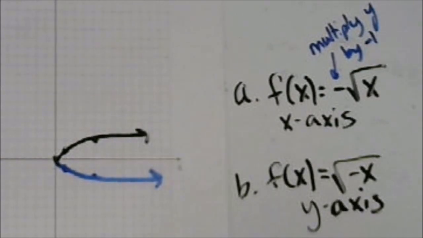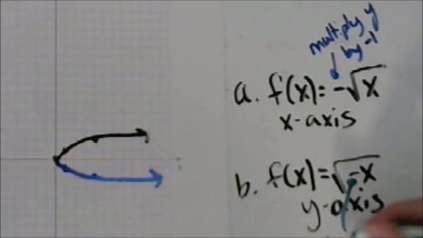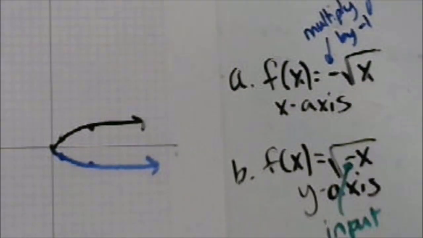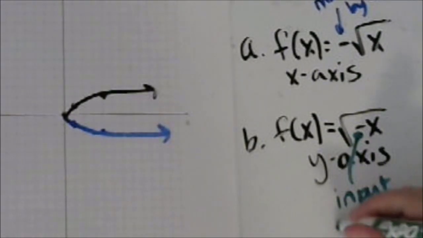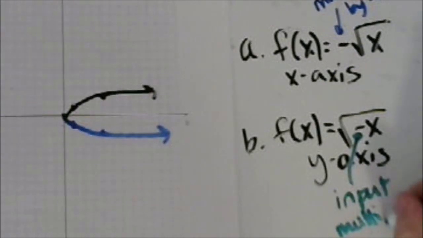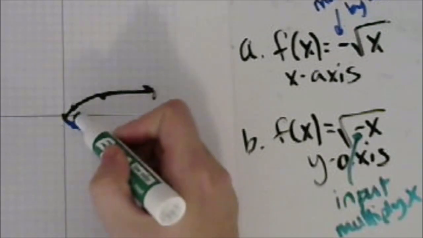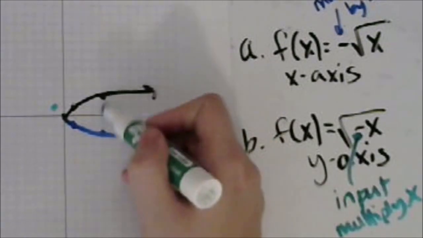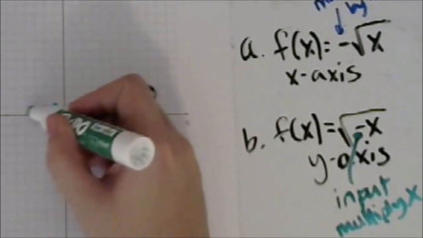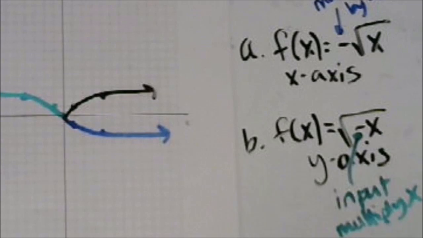In the second one, this negative is in the input, which tells me that I'm multiplying my x's by a negative, or that I'm changing my x's sign. So the original point 0, 0 again won't change, but 1, 1 will become -1, 1, and 4, 2 will become -4, 2, because the input value has to change signs. And that is how you do a reflection.